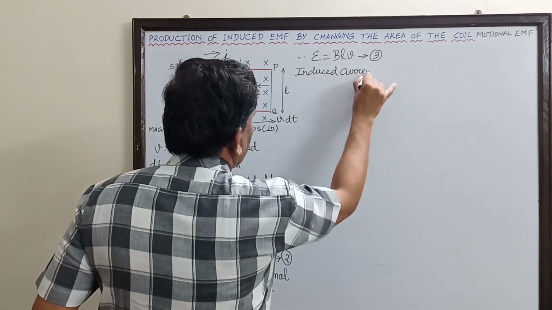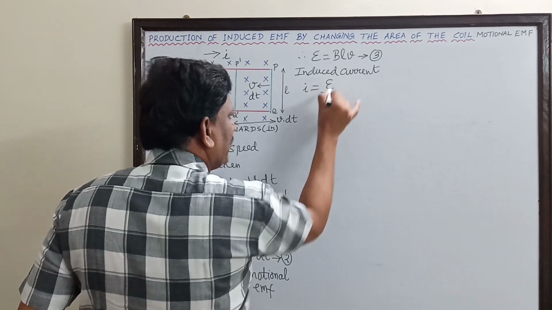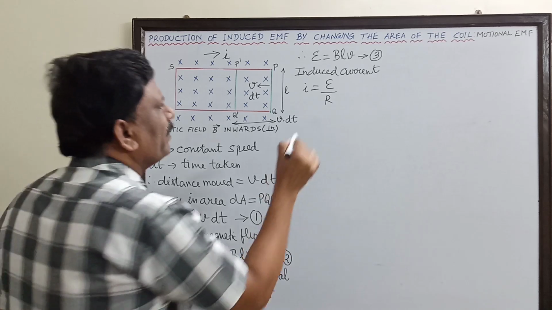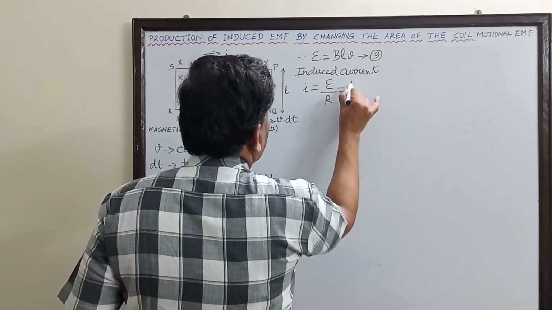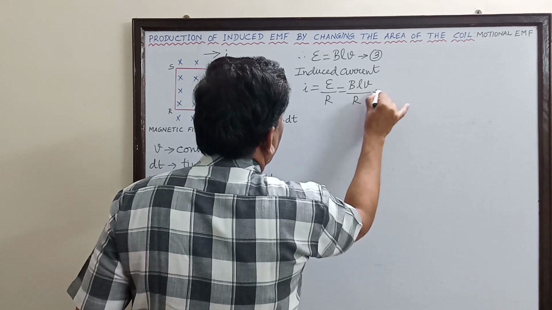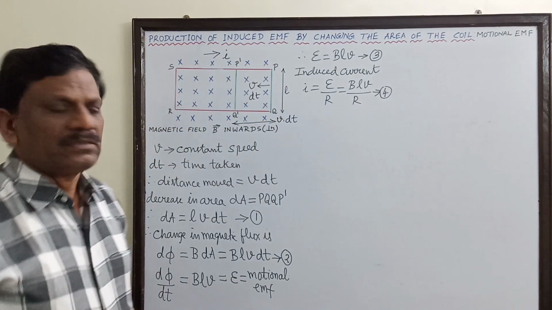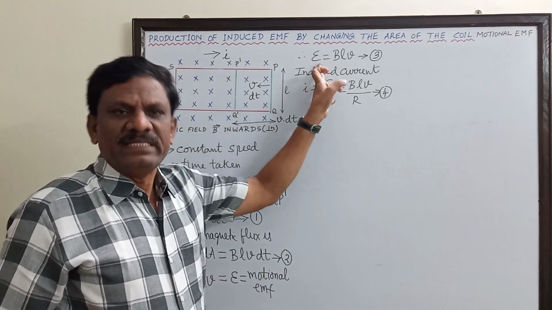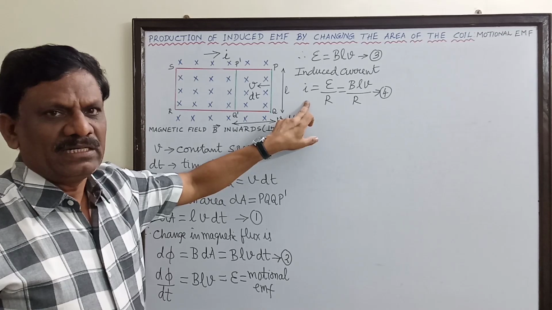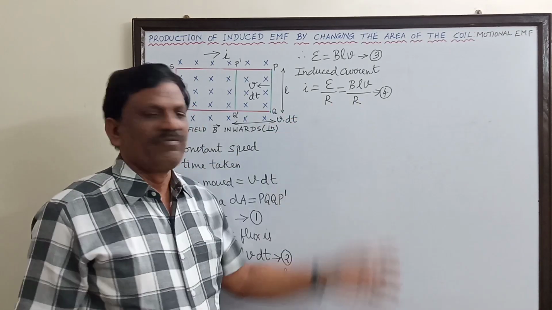So the induced current is now given by I equal to epsilon by R, where epsilon is what? The induced EMF. So this is now equal to BLV divided by R. So this is equation 4. So equation 3 is the induced EMF, and equation 4 is what? The induced current. So sometimes the derivation may be up to equation 4 also.